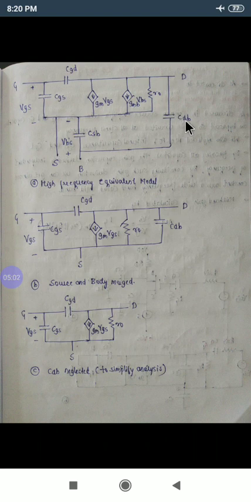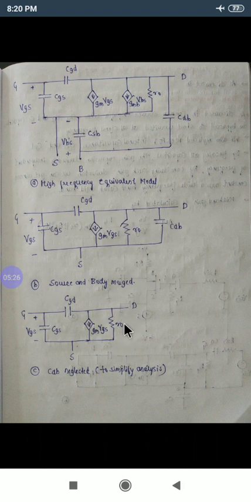Similarly, CDB is the capacitance connected between the drain and the base, and CSB is between the source and the base. So this is a high frequency equivalent model. Next, in figure B, the source and the base are both combined, so this capacitance is neglected. That is the second diagram.